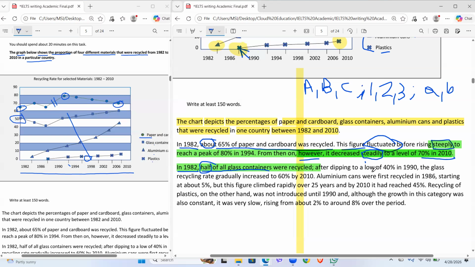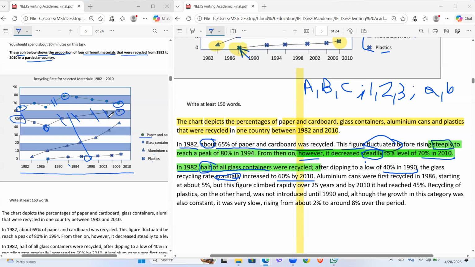So what is called after dipping to a low of 40% in 1990, the glass recycling rate gradually increased. How did it increase? Gradually. Adverbs, use of adverb, gradually increased. So यसपछि gradually increase भयो. Increased to 60% by 2010. By 2010, 60%. यो सबै लेखिरहन पर्दैन if there is similar trend.